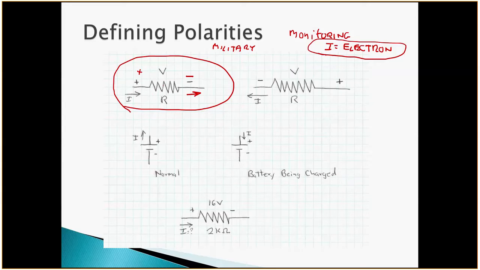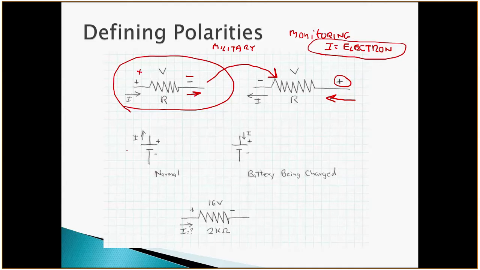Current enters the positive terminal of a load. If you'll notice, I've drawn that same resistor here, but now I have current going this direction. And when current enters the load, that's the positive side of the load. So voltage would be positive to negative. So again, in a load, current enters the positive terminal of a load.